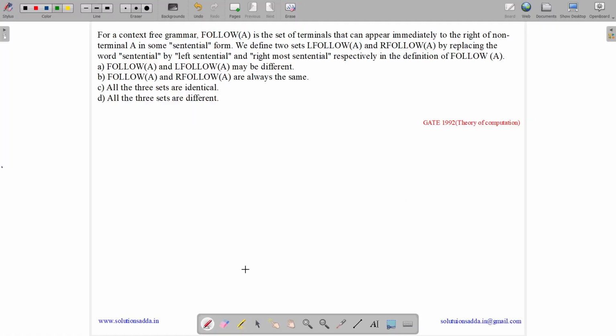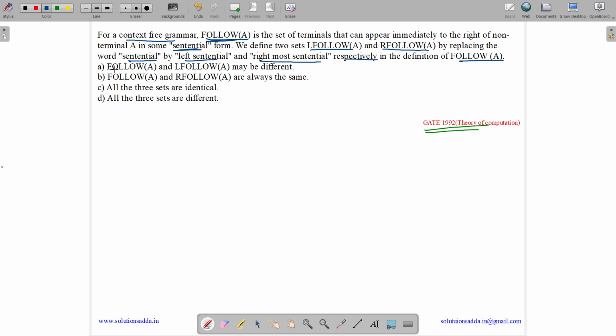This question belongs to Theory of Computation subject and was asked in GATE CSE 1992. So the question states, for a context-free grammar, follow of A is the set of terminals that can appear immediately to the right of non-terminal A in some sentential form. We define two sets, LFOLLOW of A and RFOLLOW of A, by replacing the word sentential by left sentential and rightmost sentential respectively in the definition of follow of A.